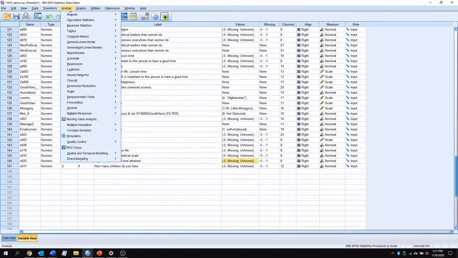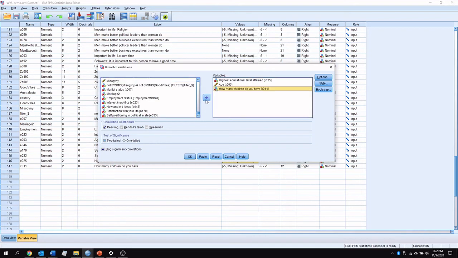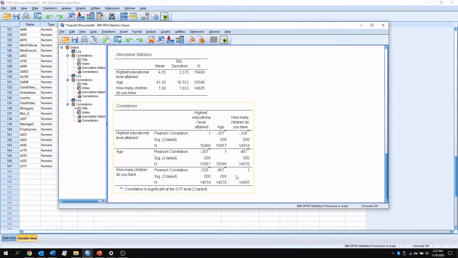Next, I just want to show you that we can plug in as many variables as we want, and it's just going to give us a bigger and bigger correlation table. So it's only going to look at one compared to one other one, but we can do that as many times as we want. And for our sake, we're just going to throw in a third variable, and we're going to look at how many children do you have? So we're going to plop that in there. And now we can see we have a slightly bigger table, and we have a lot of significance again.